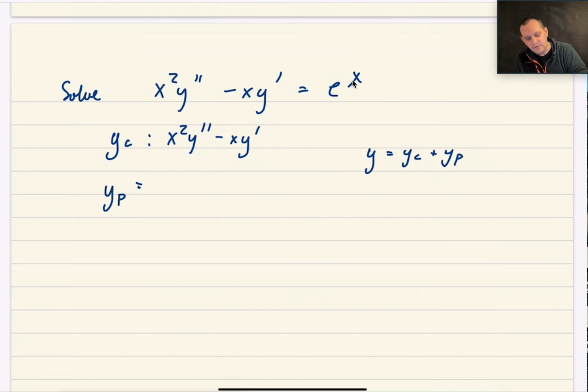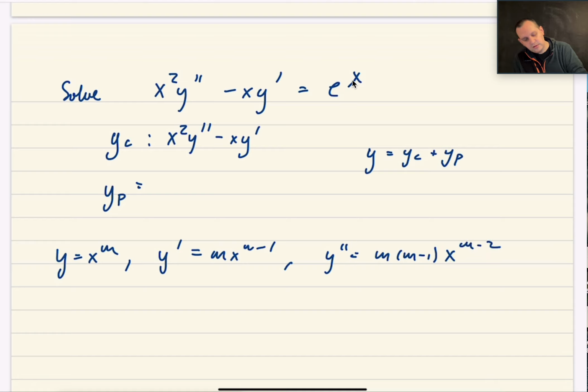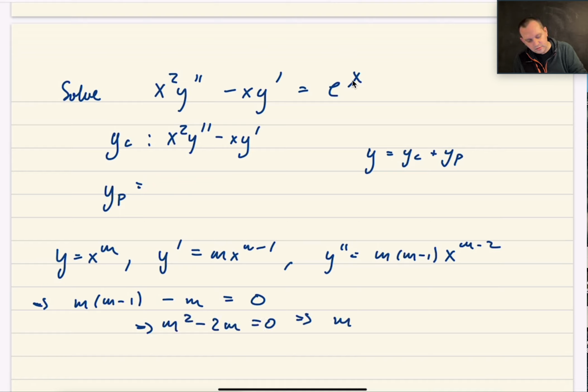You let y equals x to the m, right? So y is x to the m, and then y prime is m x to the m minus 1. Y double prime is m times m minus 1 x to the m minus 2. Then you put everything together and your equation becomes m times m minus 1 minus m equals 0. So you end up with m squared minus 2m equals 0. So m is 0 and 2.